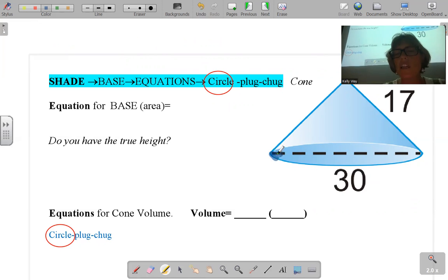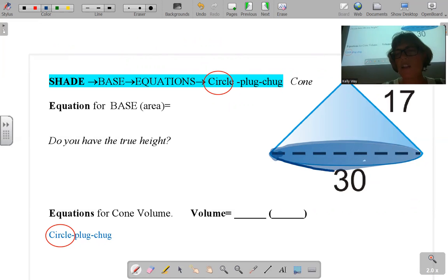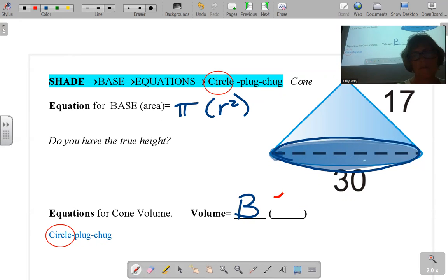Step 1 is you shade the base. Shade it. Get in the habit by shading a base. It helps register the shape in your brain. Then trace your base, and you're going to write out your equation for said base, which it's a circle. Let's write our volume equation right here.